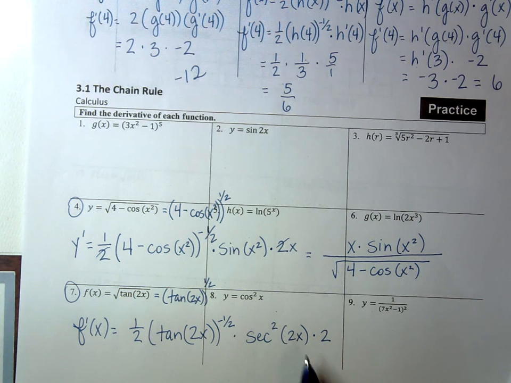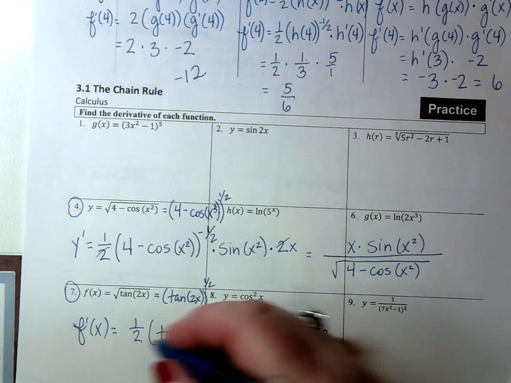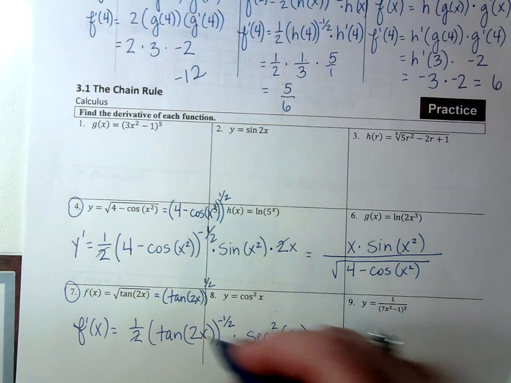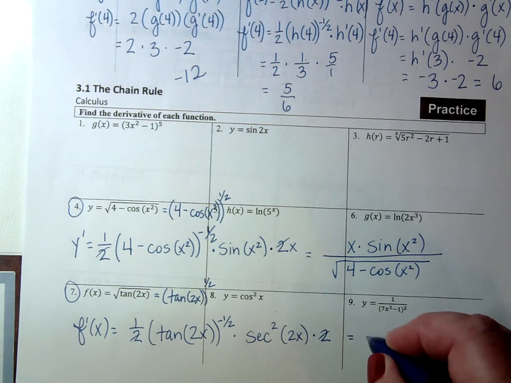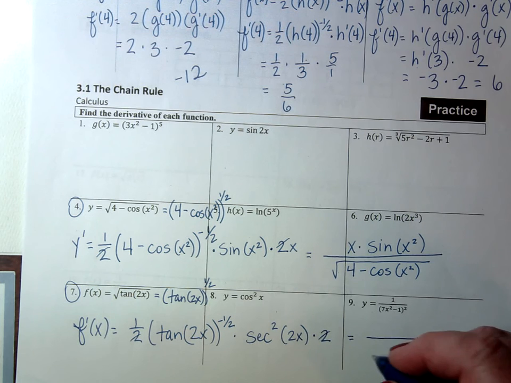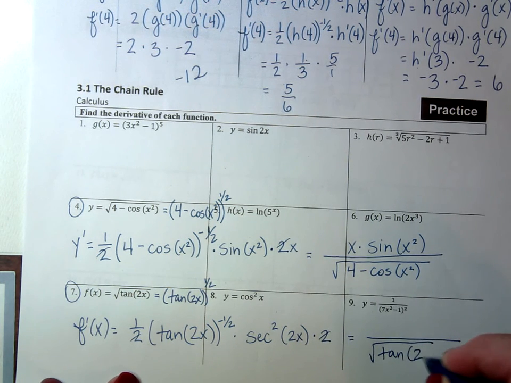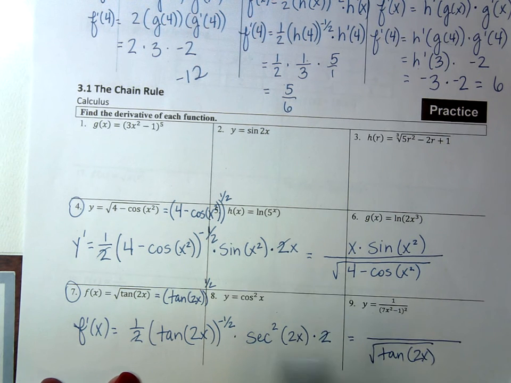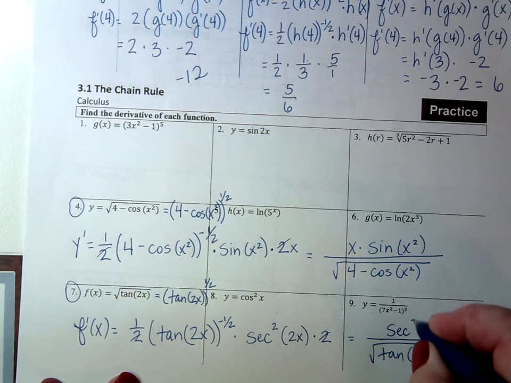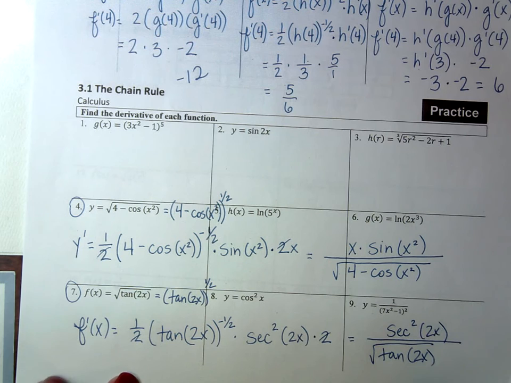So I have this, the half and the 2, they're gone. Again, I know I have a fraction because I've got a negative exponent. He's going in the bottom. He's a square root tangent of 2x. This guy's on top, secant squared of 2x. And that's your final best answer for him.